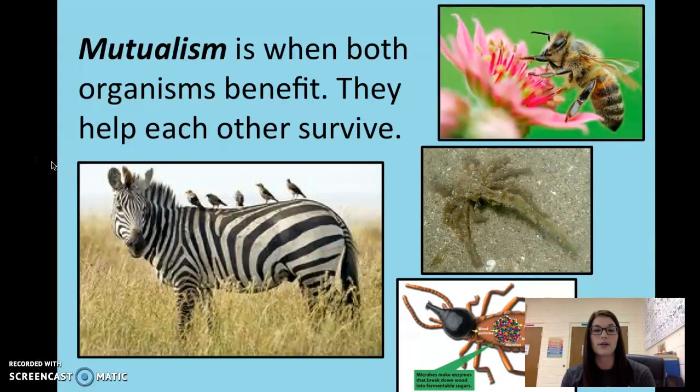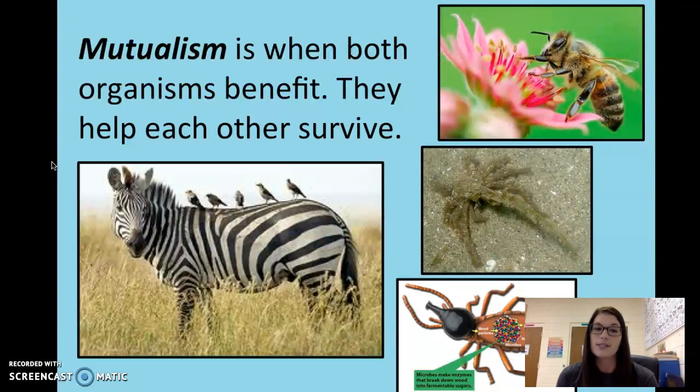Mutualism is when both organisms benefit. They help each other survive. And there's a few different pictures of that example on here. What I'd like you to do is in your notes, next to where you have mutualism, put a plus plus, all right? Two organisms both benefiting. So it's a positive thing for both organisms. Sometimes we represent this with like two smiley faces, if you like smiley faces.